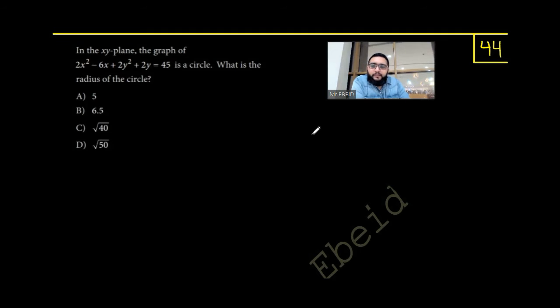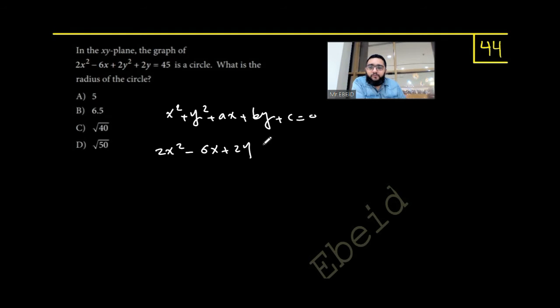The graph of 2x squared minus 6x plus 2y squared plus 2y equals 45 is a circle. What is the radius length of the circle? Okay, as you know, the equation of the circle is x squared plus y squared plus ax plus by plus c equals 0. So we have the equation 2x squared minus 6x plus 2y squared plus 2y equals 45. It means you have to divide both the left hand side and right hand side by 2 to make the coefficient of x squared equal 1. Then you have to move 45 from the right hand side to the left hand side with opposite sign.